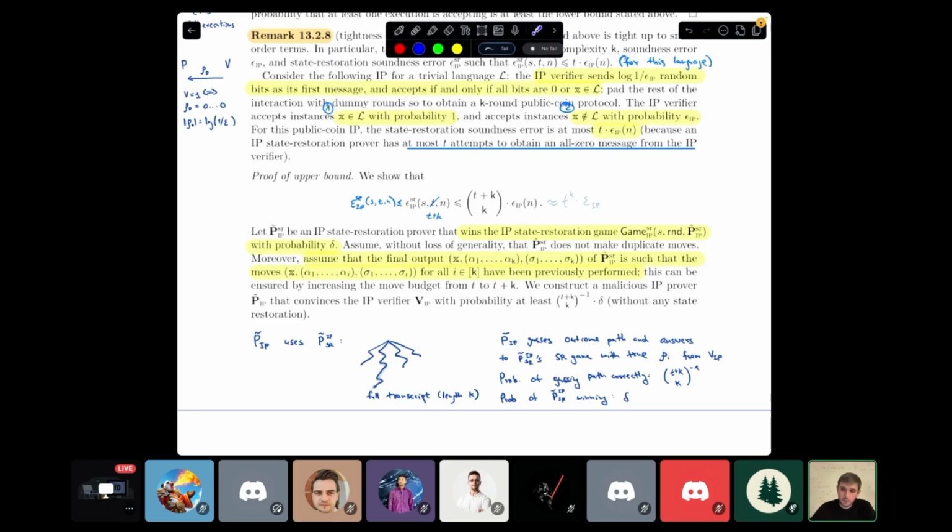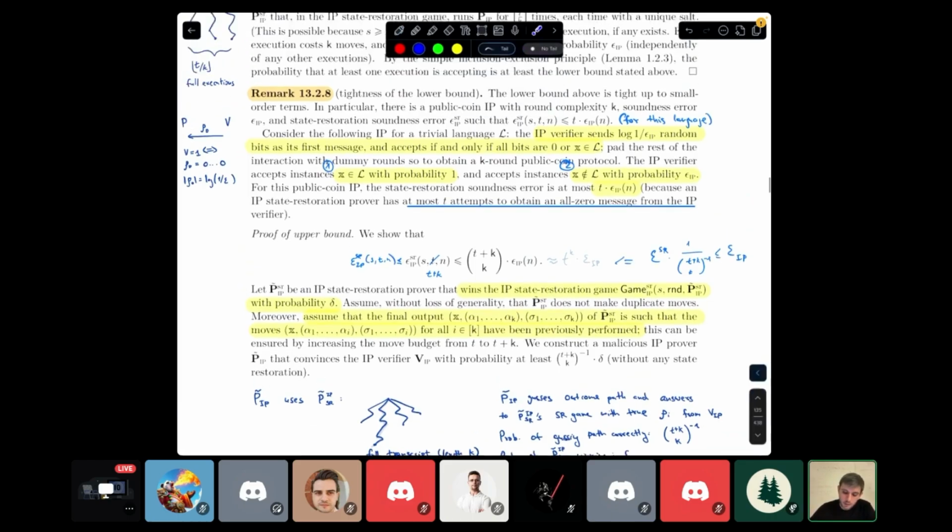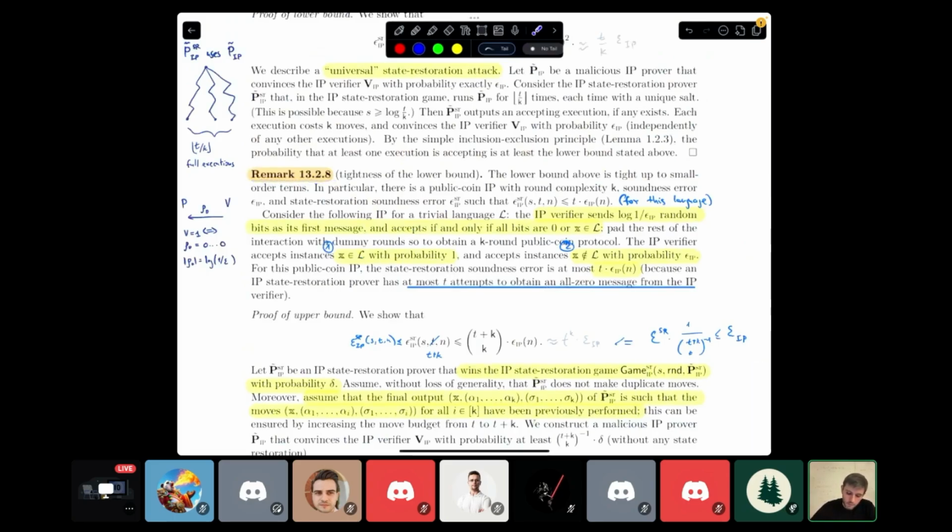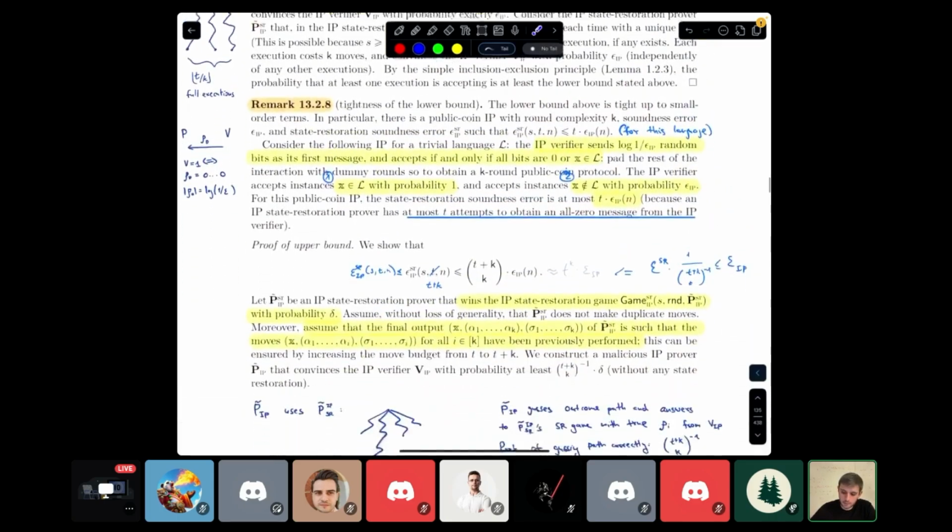So the probability that the IP prover actually chooses correctly the path that is going to be the output of the state restoration game is going to be this one. And the probability that the state restoration game wins is this. So we get that the state restoration soundness times 1 over t plus k, which is k to the minus 1, is the soundness of the IP. And then this immediately implies that bound. So I didn't go through that, but I just want to mention that those two bounds are actually tight.